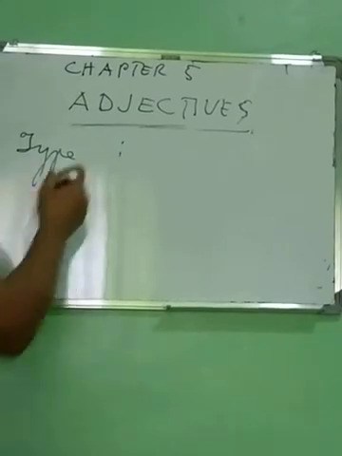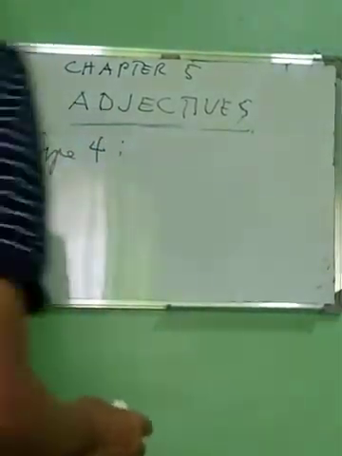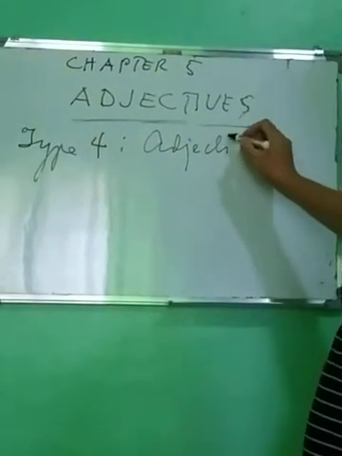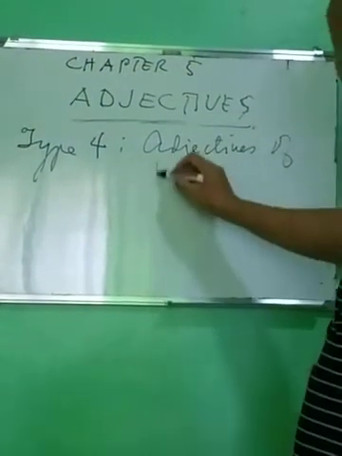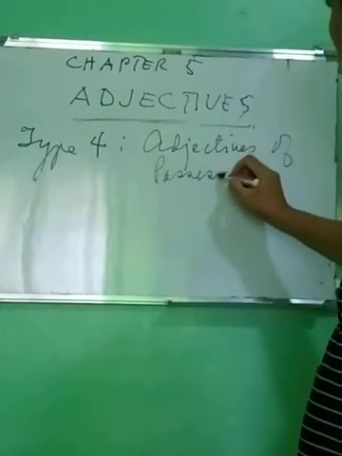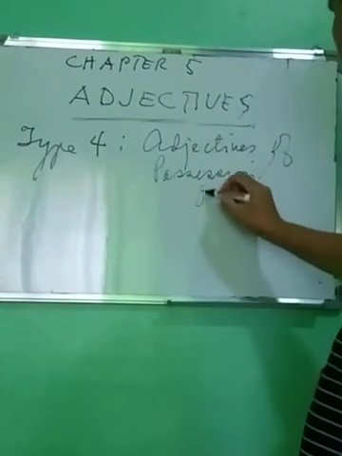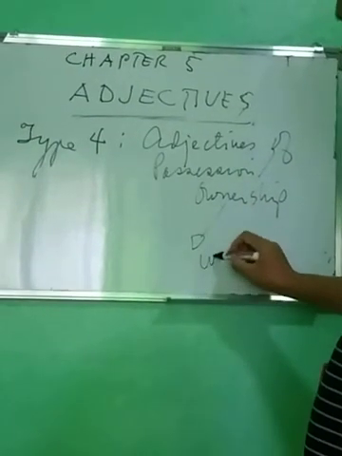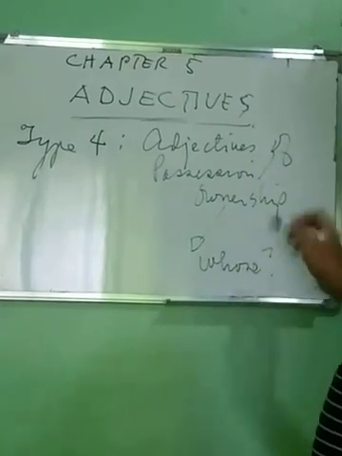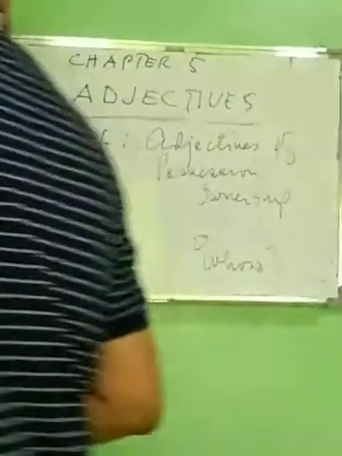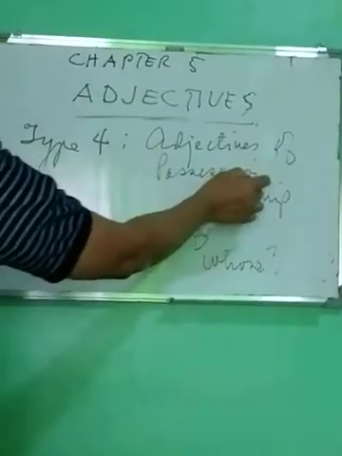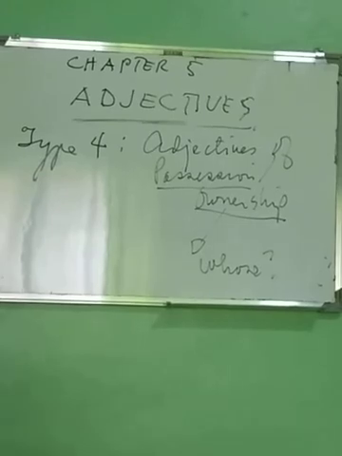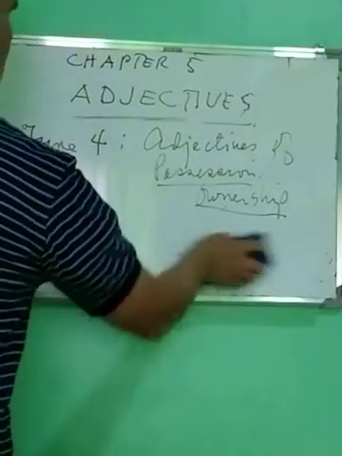type. That's the third type. Type 4 would be adjectives of possession, or ownership. Now this one will answer the question whose. Whose thing is this or whose animal is this? And that will indicate possession or ownership of the thing or the event or whatever. Or the food, whatever.